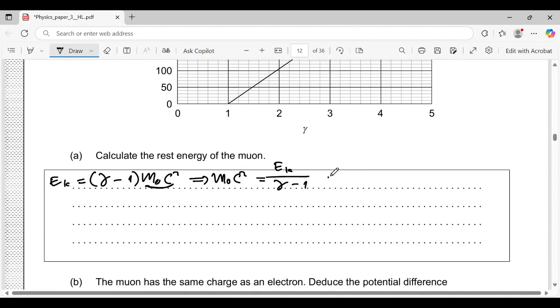So this calculation becomes 425 over 5 minus 1. So it becomes 106.25 mega electron volt, or 106 mega electron volt. Next question.